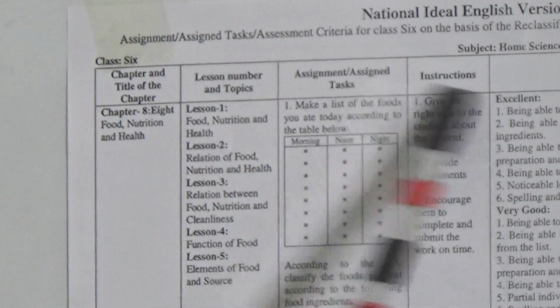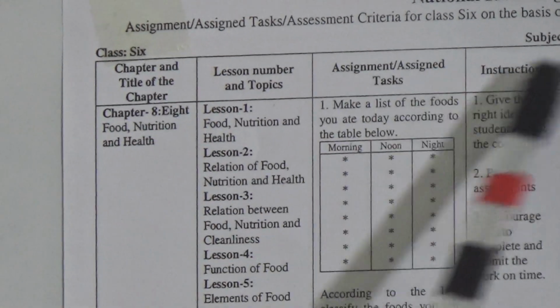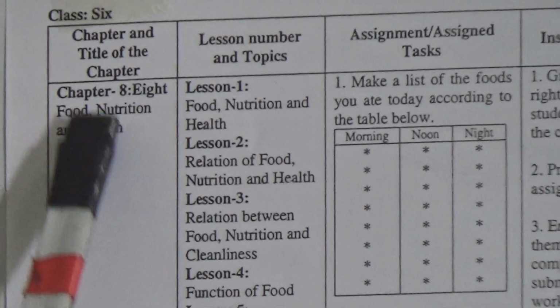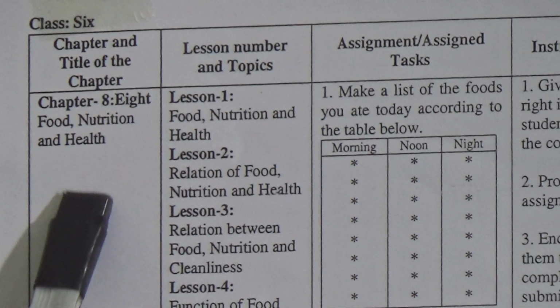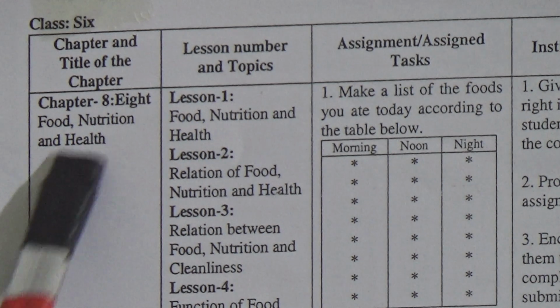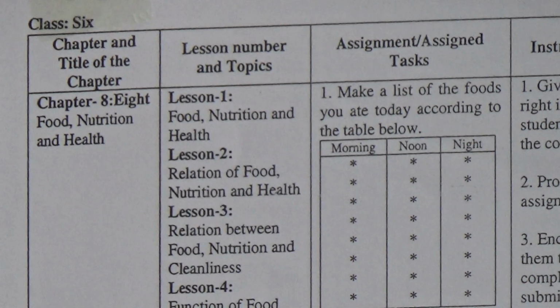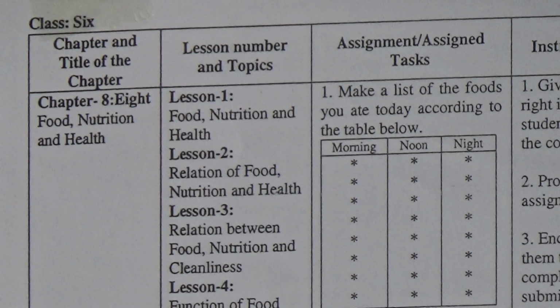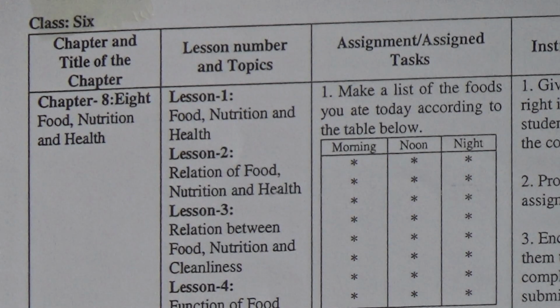Student, this is your assignment number 3 for your home science class for class 6, and you have to make this assignment based on chapter 8. Our chapter's name is Food, Nutrition and Health. We have already discussed this chapter in your live class. Now here are given lesson numbers and topics. Five lesson names are given, and at first you have to read this chapter very carefully and attentively. Then, after analyzing and thinking about these lessons, you have to make your assignment.